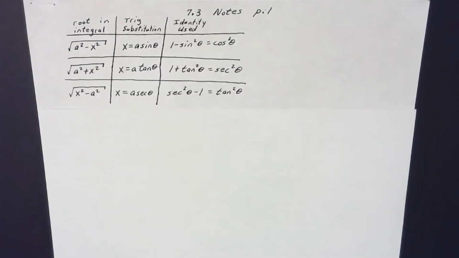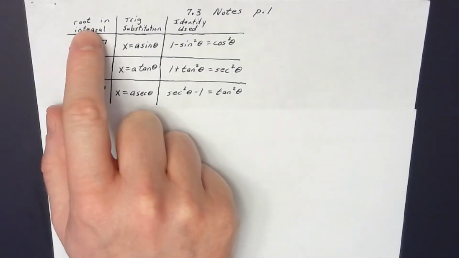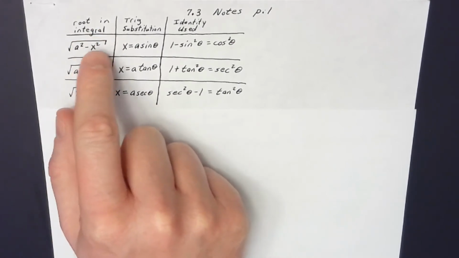Hi all, let's go ahead and look at section 7.3, which is going to go over the trigonometric substitution problems. I have a little chart here that I think will be helpful as far as deciding what to do in the first step in each case. Now, here I say to begin with that it's the root in the integral. Kind of take that with a grain of salt.